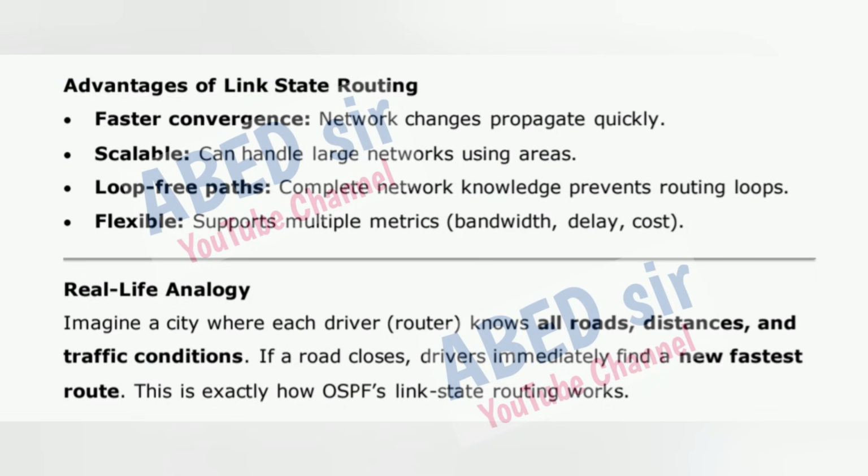Advantages of link state routing. Faster convergence, network changes propagate quickly. Scalable, can handle large networks using areas. Loop-free paths, complete network knowledge prevents routing loops. Flexible, supports multiple metrics, bandwidth, delay, cost.